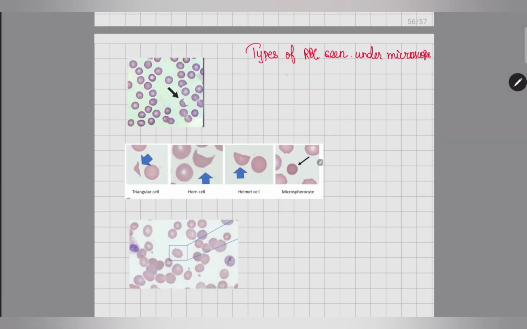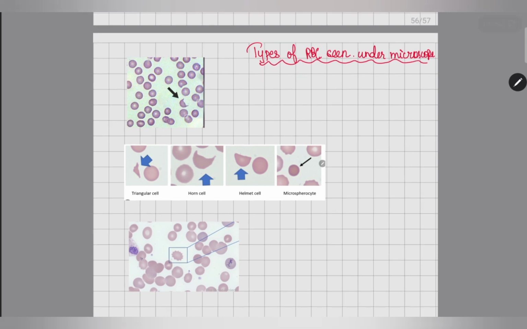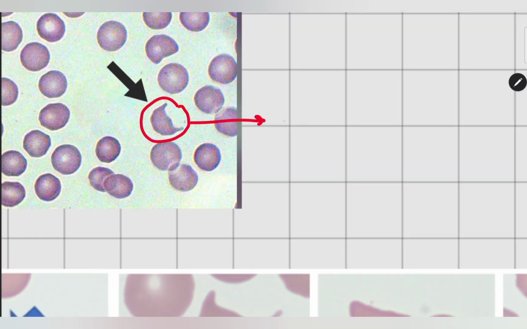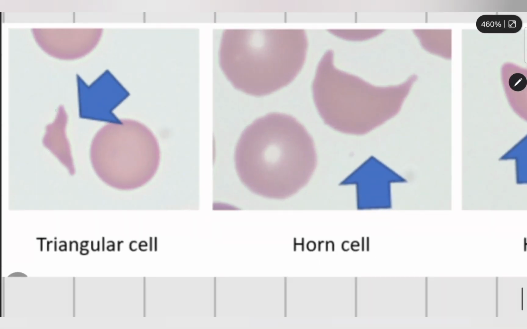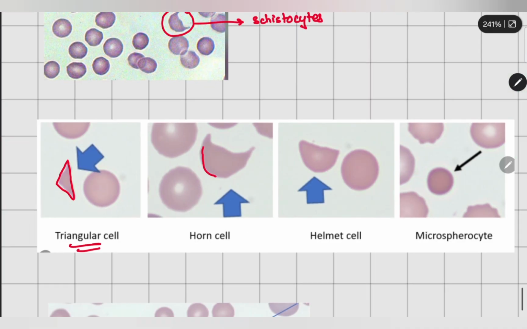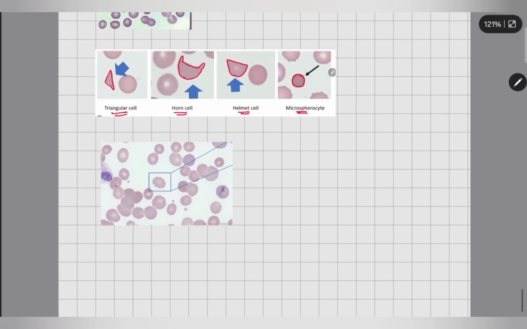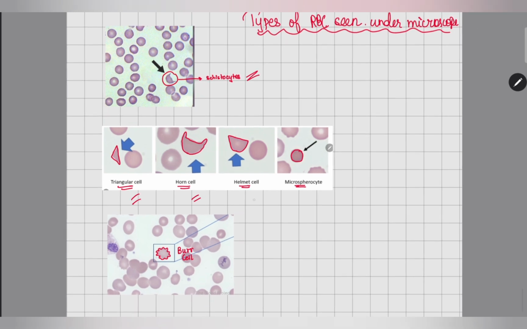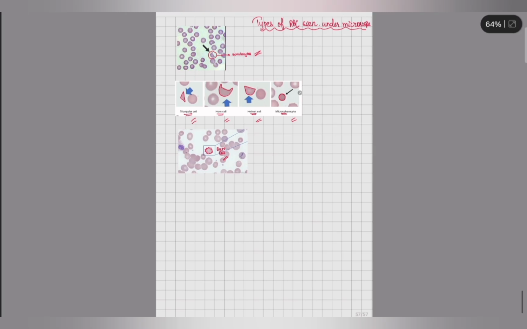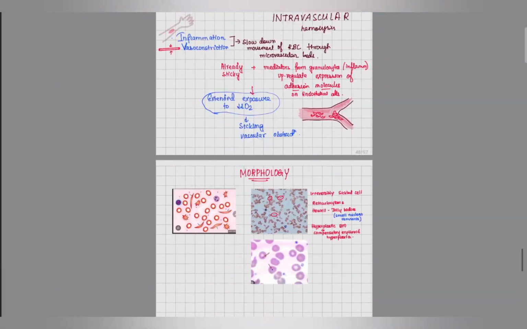Now, what are the types of RBCs that are seen under the microscope? We can find schistocytes that we talked about. Then there are various other types of cells like triangular cell, horn cell, helmet cell, microspherocyte, Burr cell, etc. You can see them in the pictures. So these are the types of RBC that can be seen in case of red cell trauma. So that completes our hemolytic anemia series.